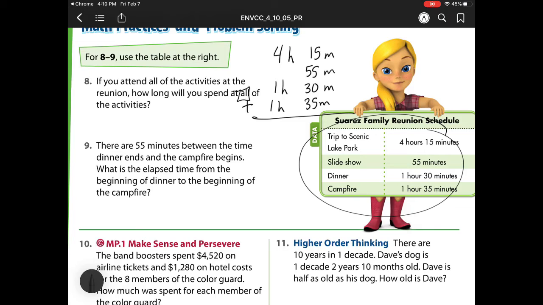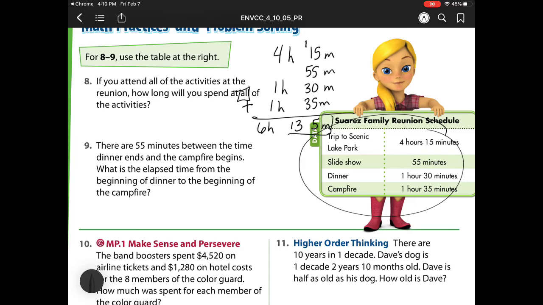So here 5 plus 5 plus 0 plus 5 is 15. Regroup that one. 1 plus 1 is 2. 2 plus 5 is 7. 7 plus 3 is 10. 10 plus 3 is 13. So I have 135 minutes, and then 4 plus 1 plus 1 is 6 hours.